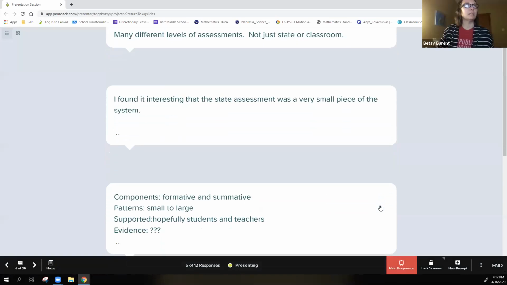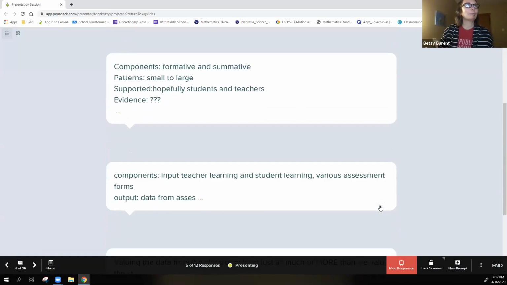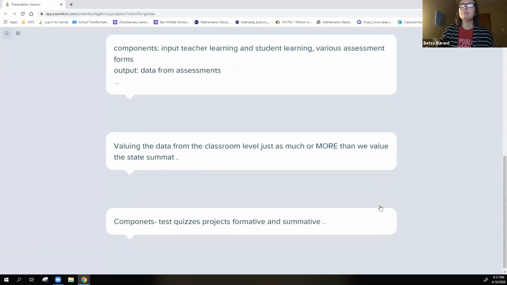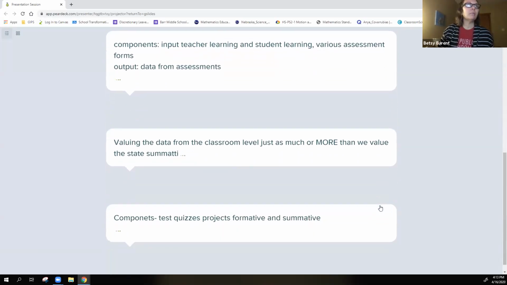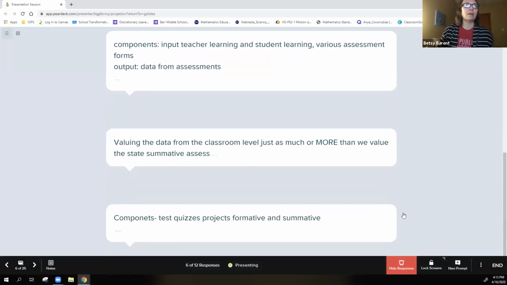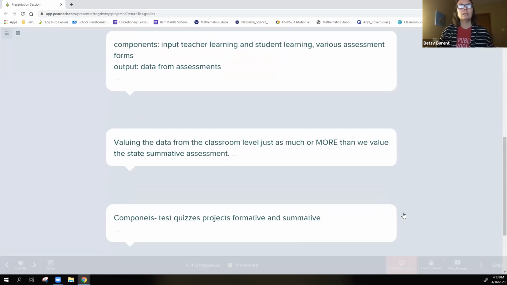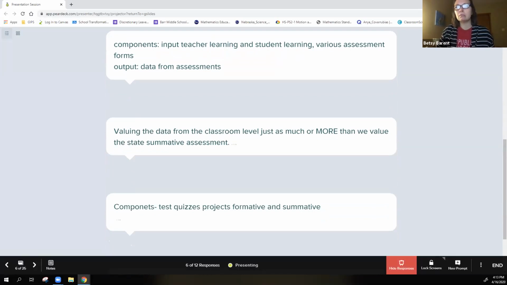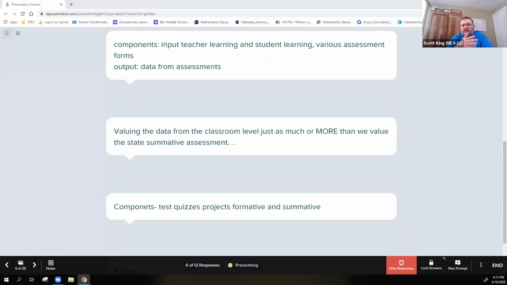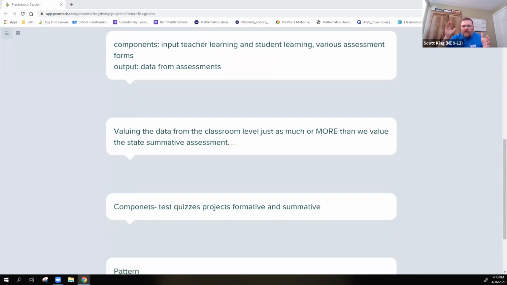Our first attempt at using Pear Deck here. All right, so I'm curious to hear how you guys are thinking about this Michigan system of assessment. Scott, what did you notice in that system of assessment? Well, when I looked at it, I saw all the different levels of assessments. It wasn't just the classroom or the state. There were all these other steps in between that sometimes people don't think about.